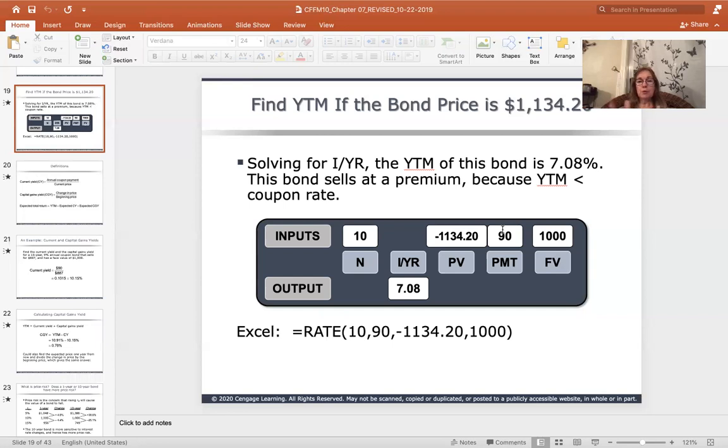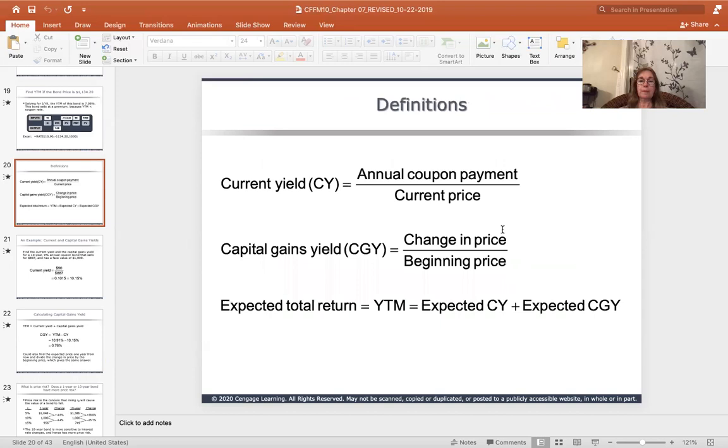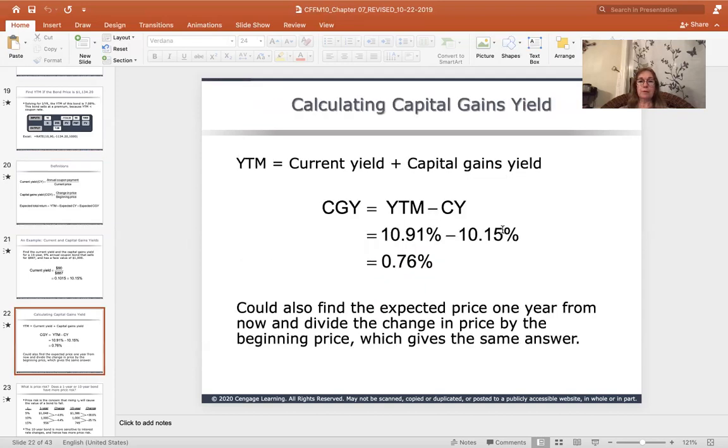Okay, so main takeaways here: we've calculated the price of a bond. We've also calculated the yield to maturity on a bond. And we broke down the yield to maturity into the current yield plus the capital gains yield. All right.